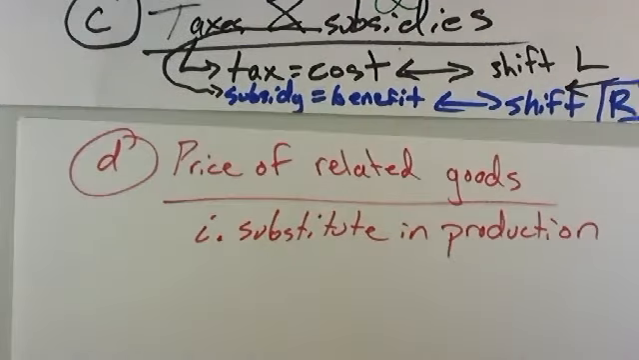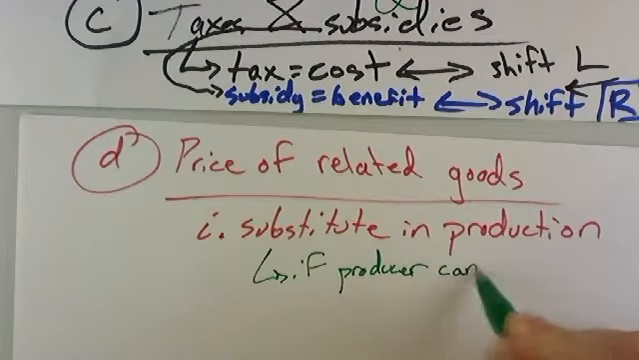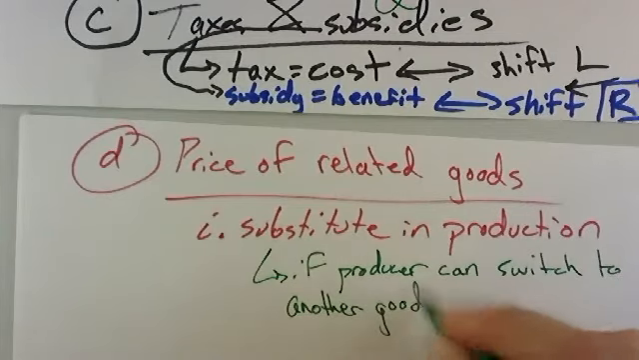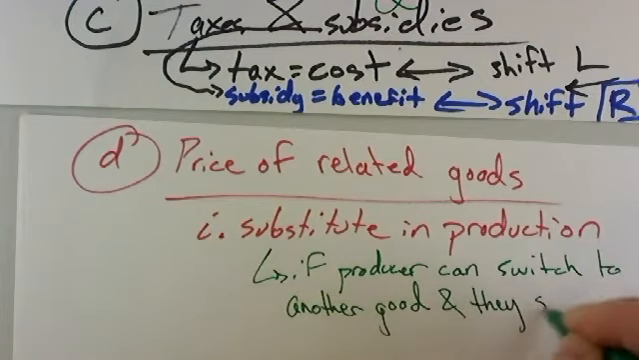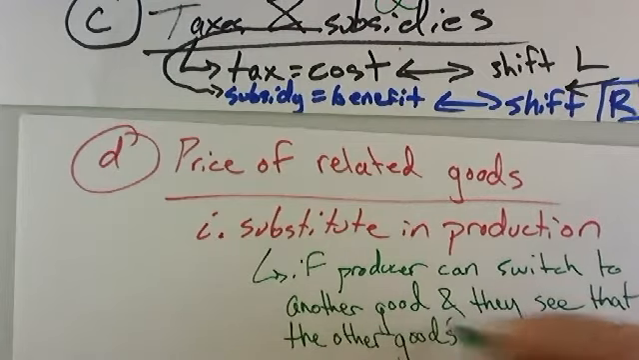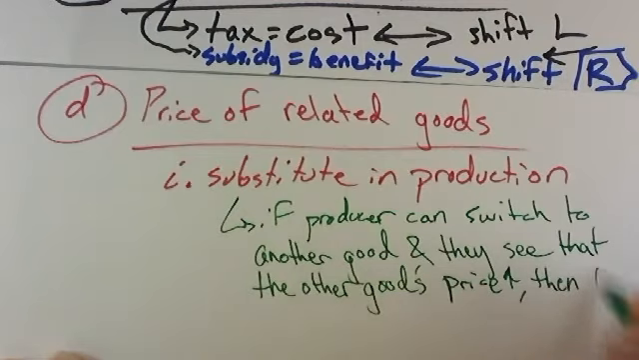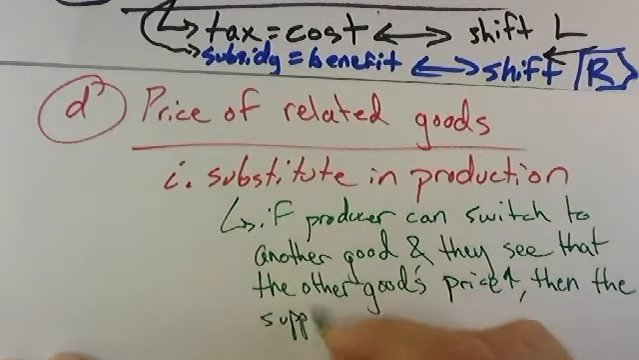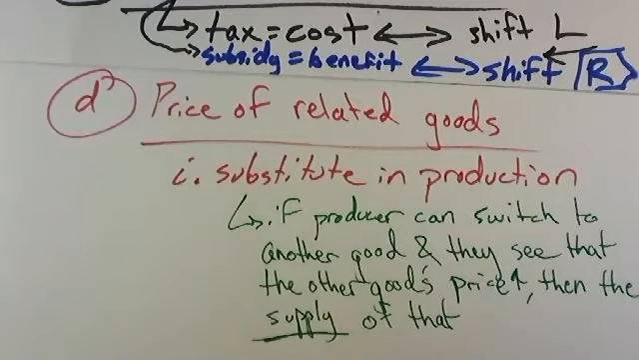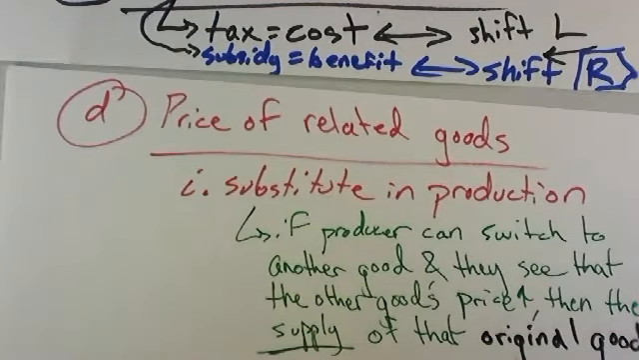And so substitute in production is just that, right? So if the producer can switch to another good and they see that the other good's price has increased, then the demand, or sorry, the supply of that original good will shift to the left.